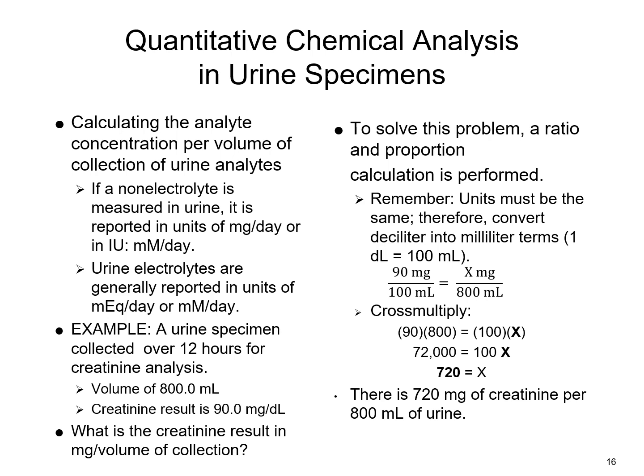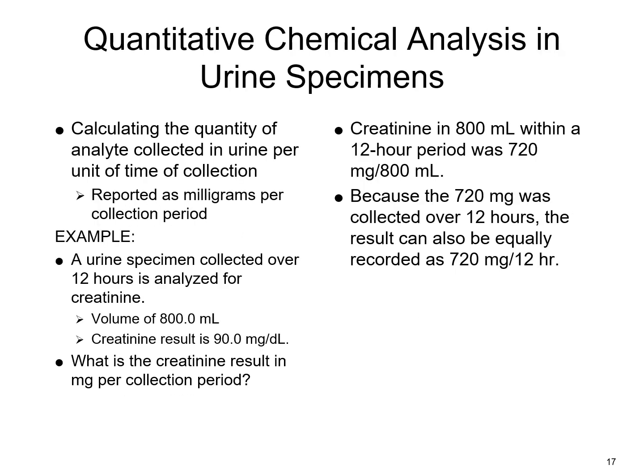per 800 mLs of urine. Now within that same example, let's say that we want to know the amount of that particular analyte collected in that urine per unit of time. So we want to figure out its proportion in relation to time. The calculation is pretty identical to the previous calculation, with the exception of reporting it as milligrams per collection period, whereas we figured it out per that whole entire volume. Unless a time other than 24 hours is specified, the unit time would be 24 hours. But let's look at the previous example where it was collected over 12 hours.